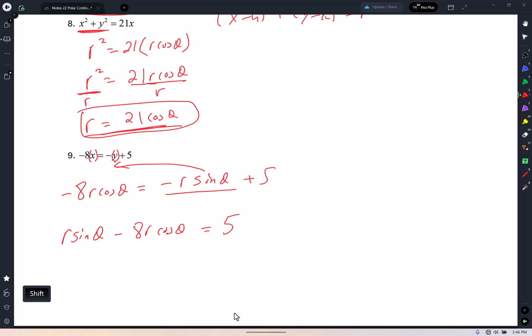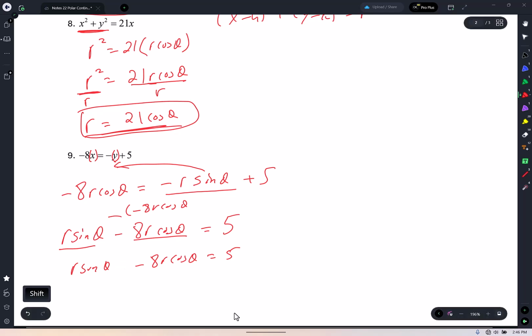Are we okay? All right, what can I factor out? Why is it minus 8 instead of minus negative 8? If you say minus negative 8, it turns to a plus. Minus negative 8 r cosine theta. You can say plus negative 8 if you wanted to: r sine theta plus negative 8 r cosine theta. You could have said that. But usually the common thing to do is just remove the plus and say r sine theta minus. You know what I mean?